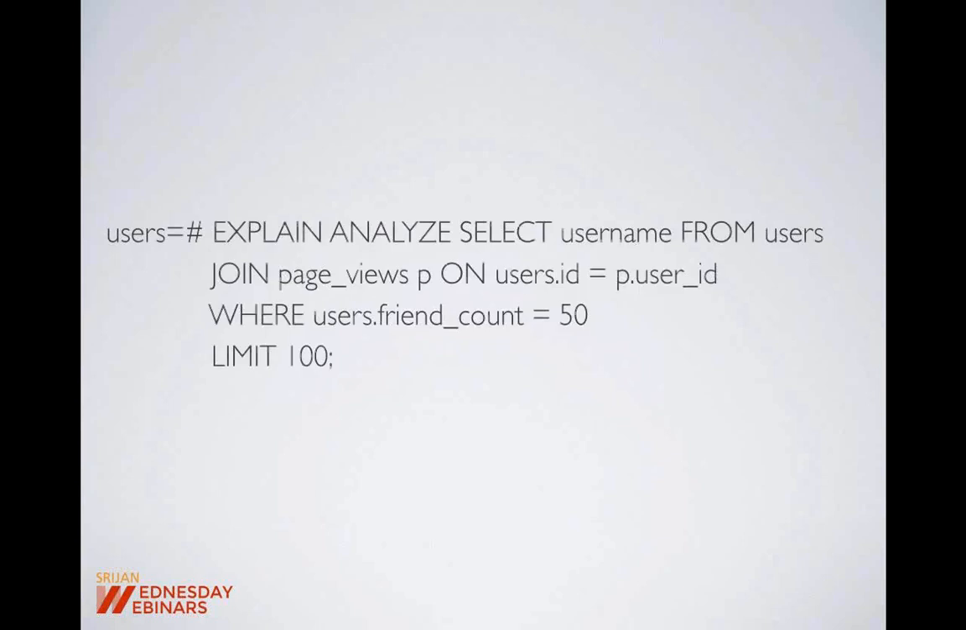So we have this users table that we just looked at a second ago. We actually looked at the page views table. It's a users table, has a username, and then a friend count. There's a page views table that has a user ID to join it to the users. And what we're doing here is joining the two tables together on the user ID where the friend count equals 50, and just grabbing a few of those records. This table I created has millions of rows, I'm pretty sure, maybe 1 million rows. So this is what it looks like with that explain.